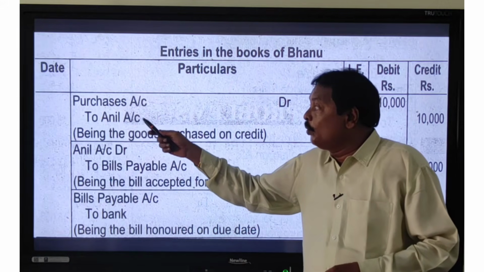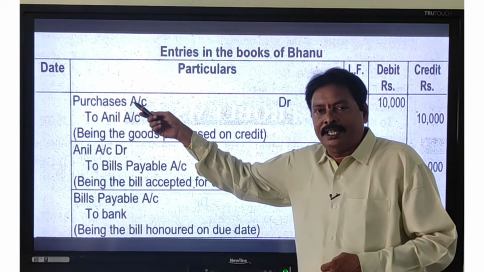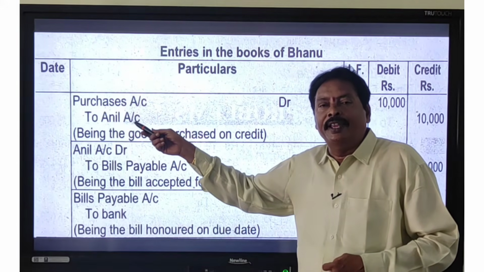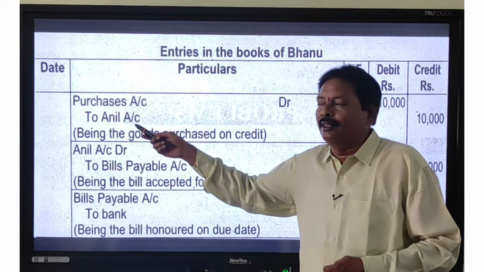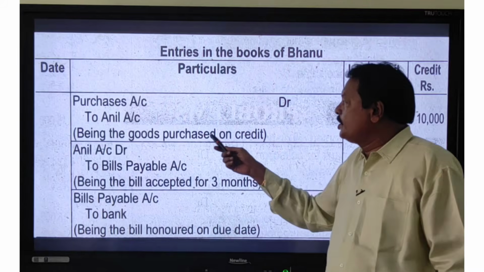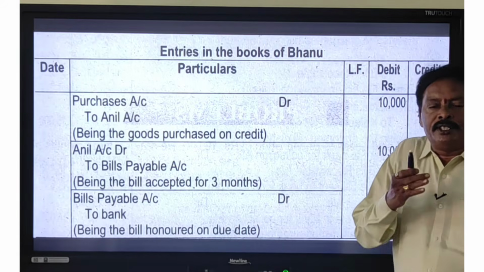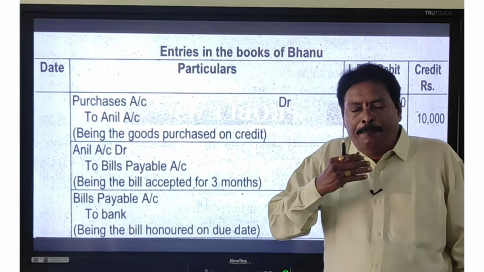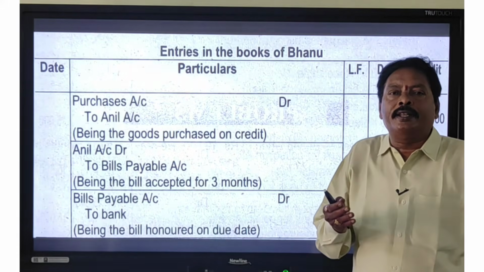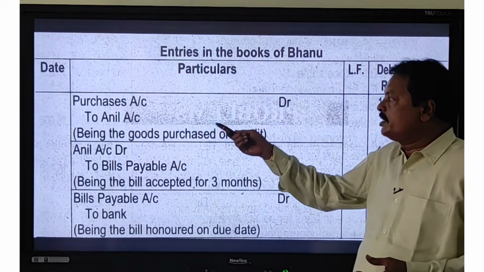That's why we have to write as per nominal account, purchases account, these expenses debited. Anil is a personal account, he is giving that goods, credit the giver. So, purchases account debtor to Anil account, being the goods purchased on credit basis. Now we are Banu. The first transaction is that Banu purchased goods from Anil. So, simply write purchases account debtor to Anil account. This is the first transaction entry.